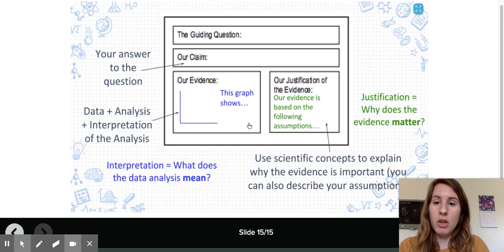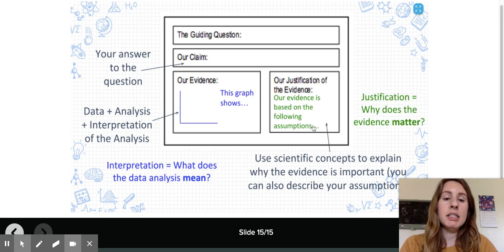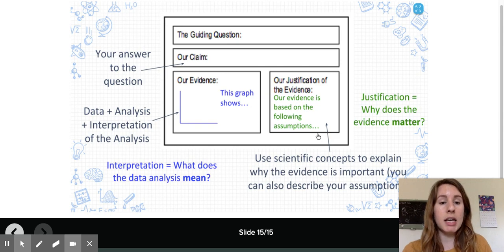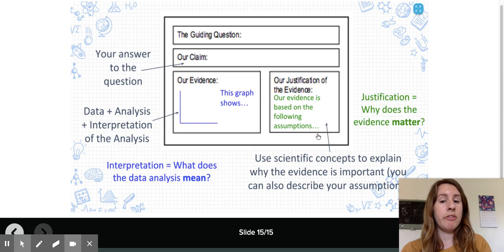So you need to make sure in your setup that you have written out the guiding question or a research question. You have given me one sentence for a claim. You have shown a graph, and you are ready to interpret it. You tell me, what does this data mean? But save the justification, save the relevance of the data for your reasoning. So therefore, you're going to tell me, how does it matter? Like, why does an increase in this variable based off of this graph help answer our question?